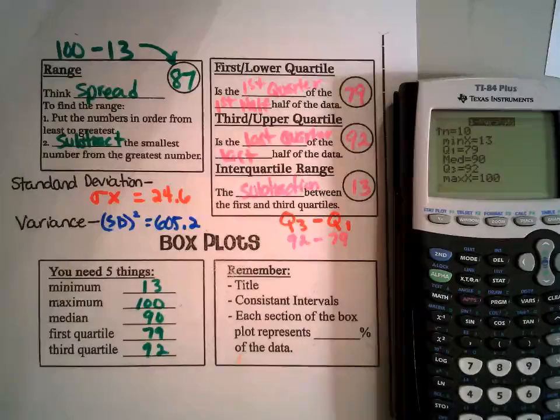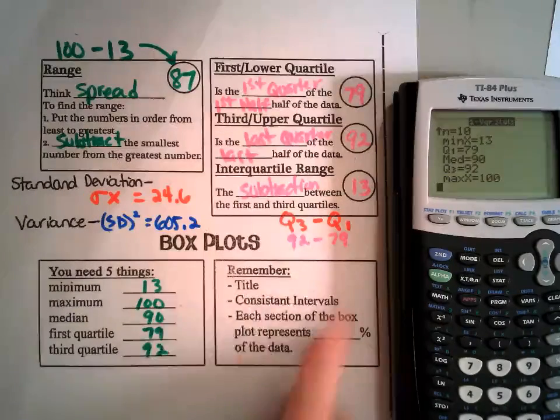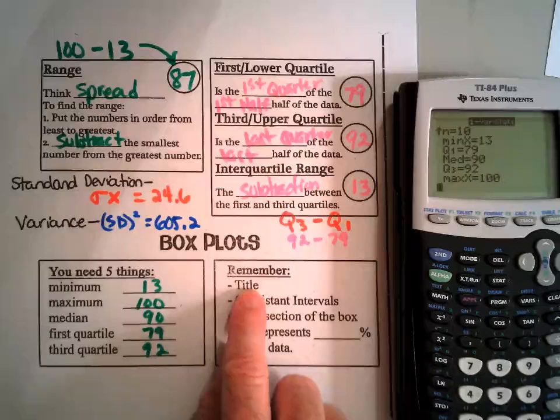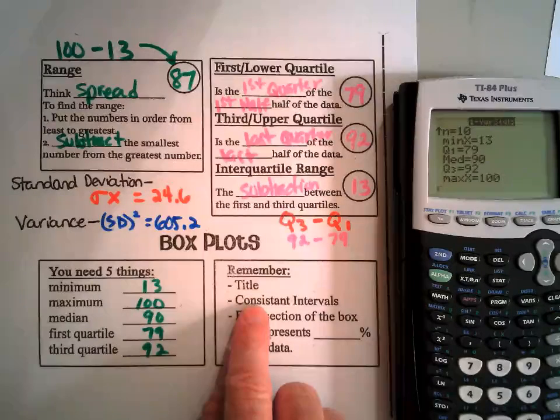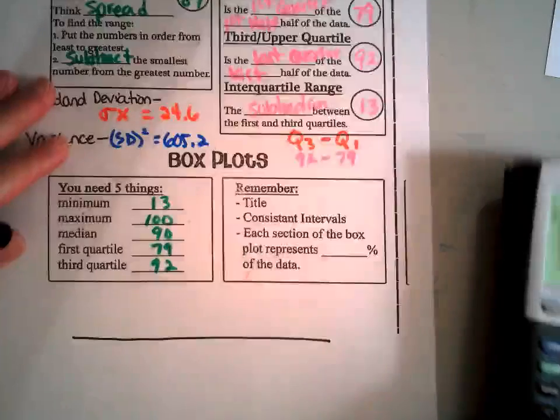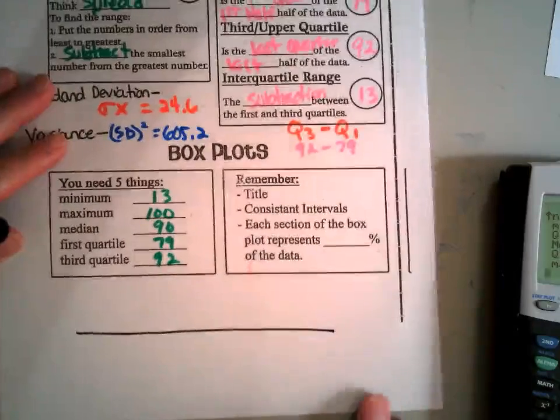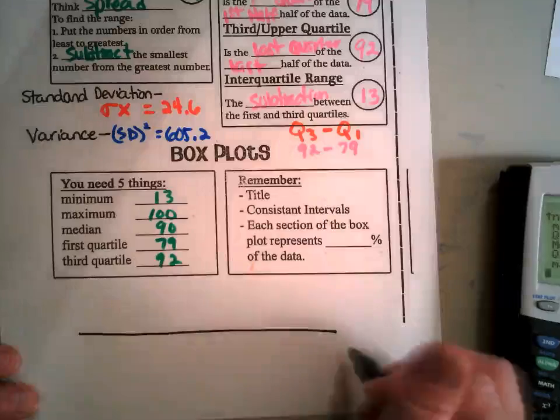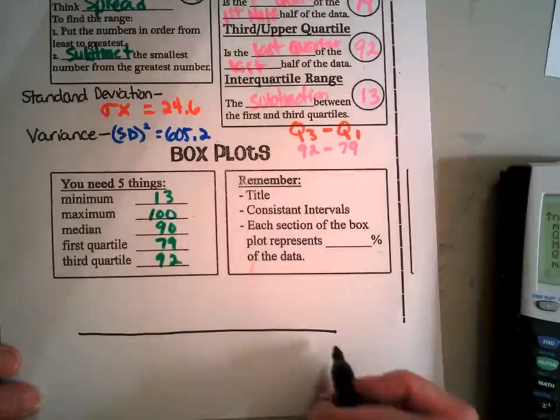As you're making your box plots, you've got to remember these things right here. Give it a title. What is this data about? Make sure it has constant intervals. By that, what you want to do is make sure that you create a number line. Let's create a number line and make sure that when we number it, it's evenly distributed.